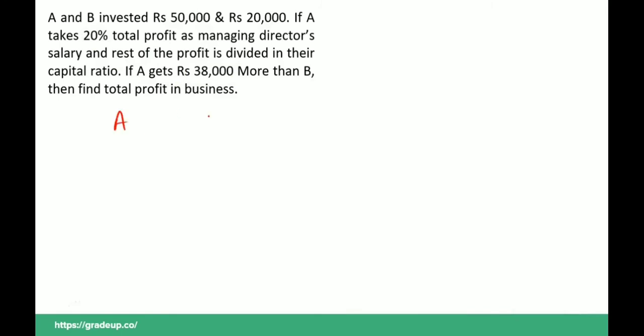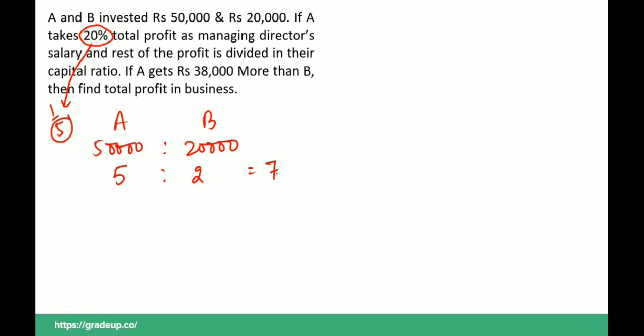A and B invest 50,000 rupees and 20,000 rupees, and the ratio of their capital is 5:2. Okay. A is getting 20% as managing director's salary. 20% means 1 by 5. So here we have 5, here we have 7. So let the total profit in the business be 35. Guys, this is the technique to handle the fractions. I am taking the profit by multiplying these two.